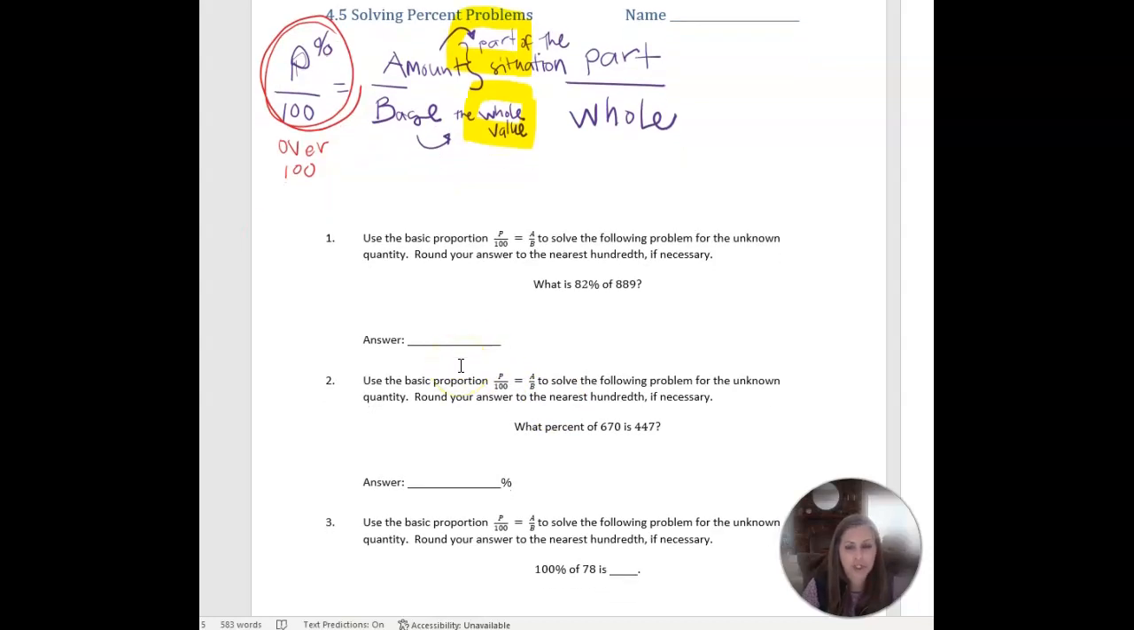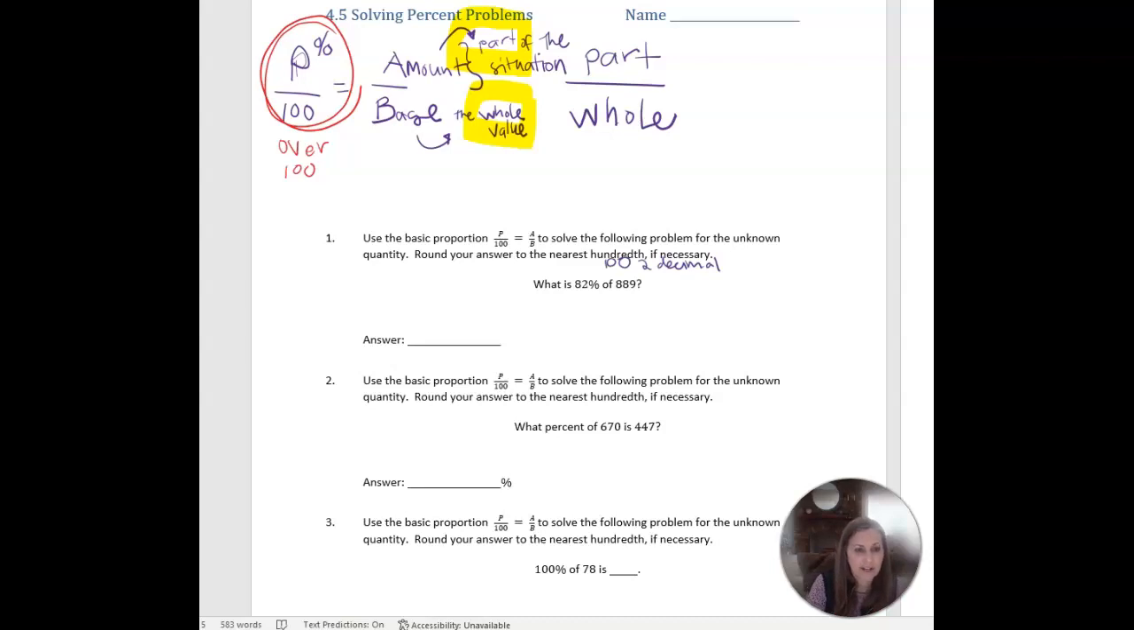Use the basic proportion. They give you the formula every time. Solve the following problem for the unknown, round to the nearest hundredth. Now remember, hundredth means 100, which has 2 zeros, which means we're going to be going to 2 decimal places. Rounding is so important. It says, what is 82% of 889?